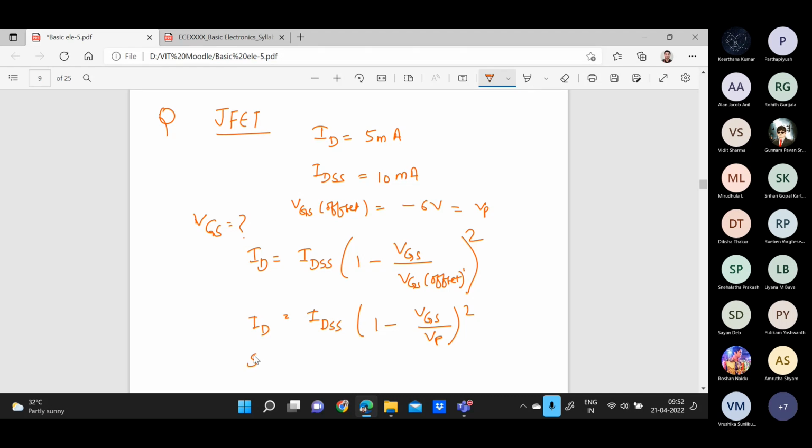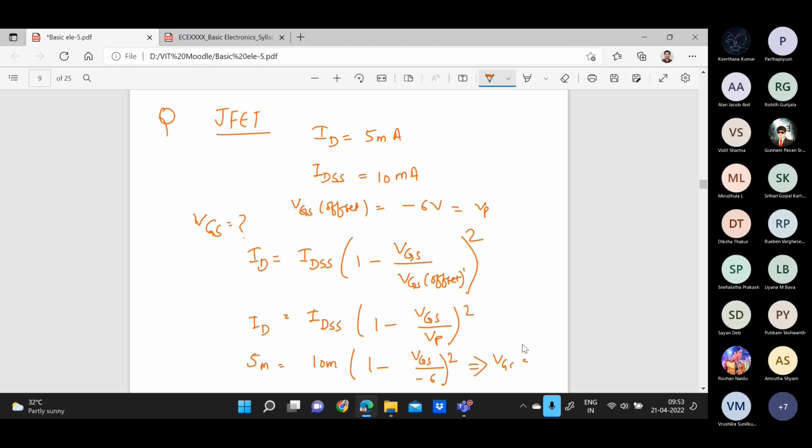So ID is given as 5 milli. IDSS is 10 milli. 1 minus VGS, you have to find out. VP, for example, is minus 6. Okay, so now you find out the value of VGS from here and tell me. Anyone? 18 volts.